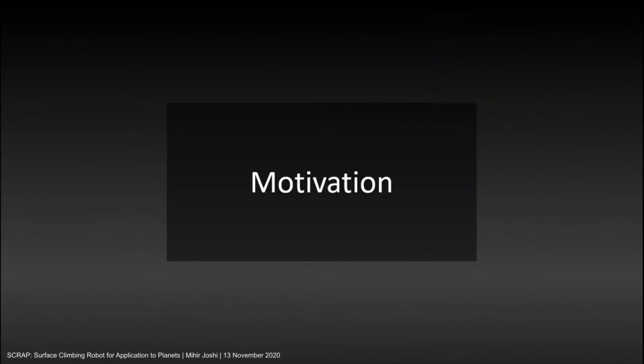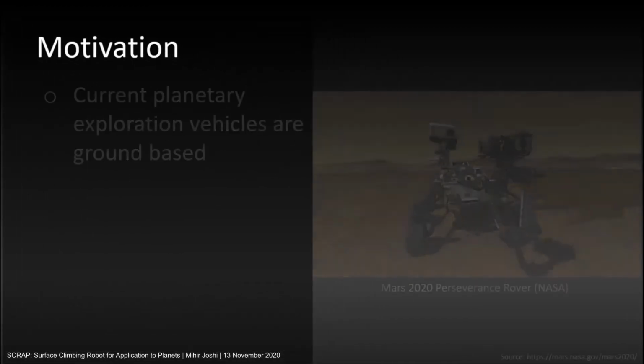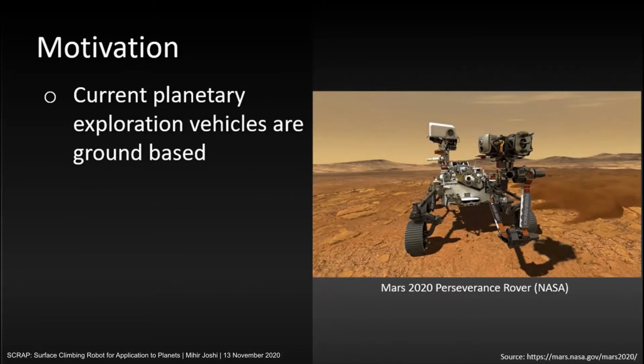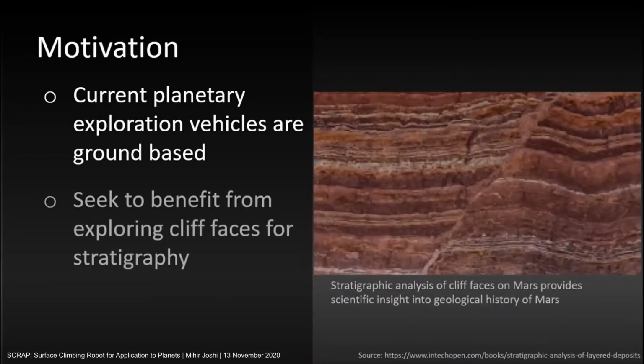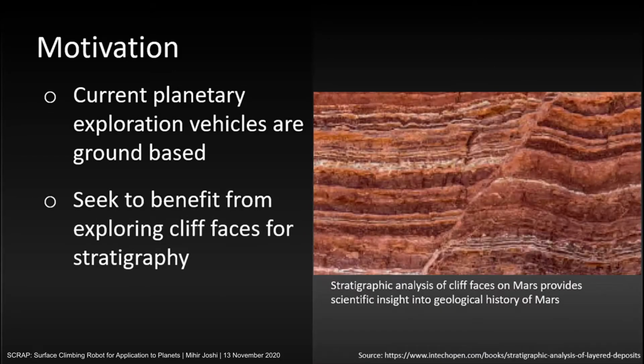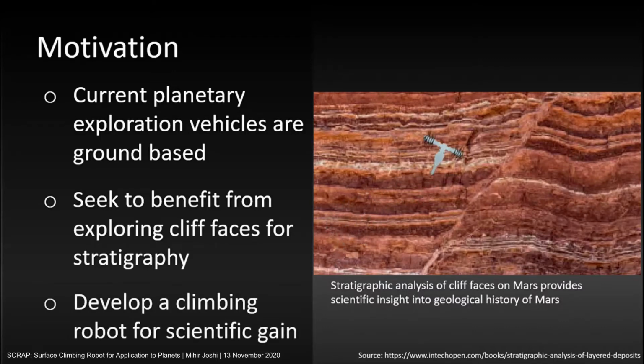Let's start with a quick look at why a climbing robot would be useful for planetary exploration. Exploration on Mars, for example, has mostly involved the use of ground exploration vehicles such as planetary rovers. To gain a deeper understanding of the geology of rocky planets like Mars through stratigraphy, we seek to benefit from exploring natural cliff faces by climbing them. Uncovering the geological history of Mars and its composition in this way can reveal information that was previously unattainable by ground-based rovers. This exposes the motivation to develop a climbing robot that can traverse on rough, inclined surfaces for scientific gain.